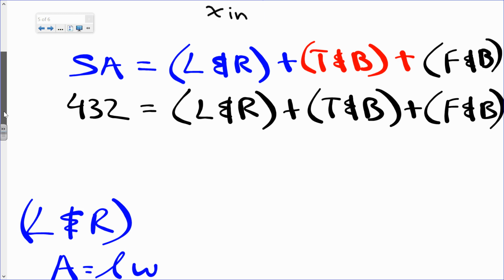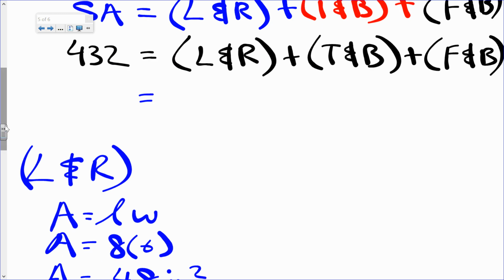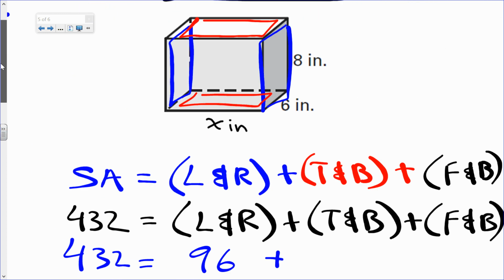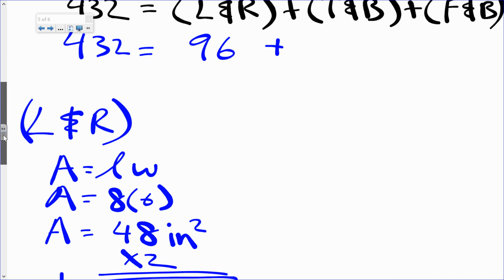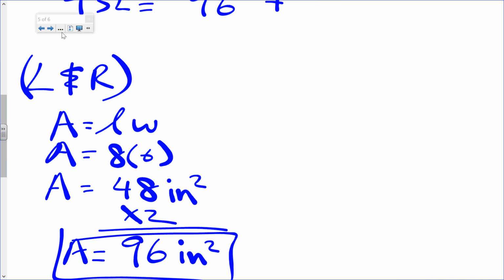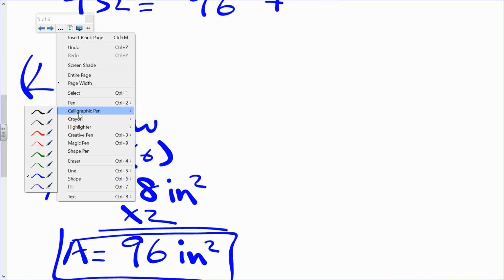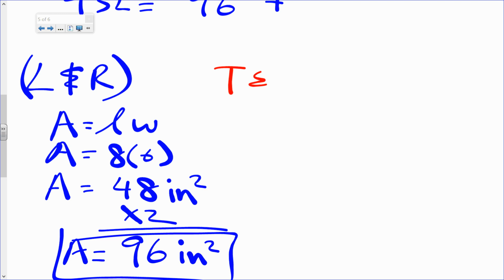Nice. Look what I'm going to do. I'm going to replace L and R with 96 underneath this equation. Look at my logic. 432 is equal to 96 plus. Now let's find the top and bottom. Top and bottom, what color did I put? Red. So I'm going to use the red marker for top and bottom. T and B.